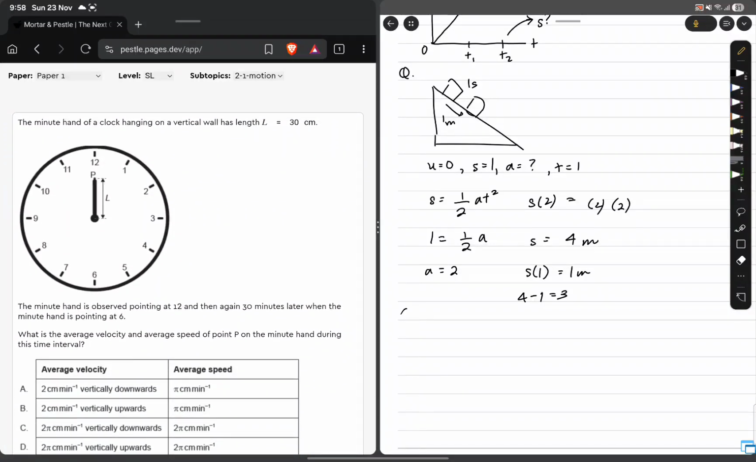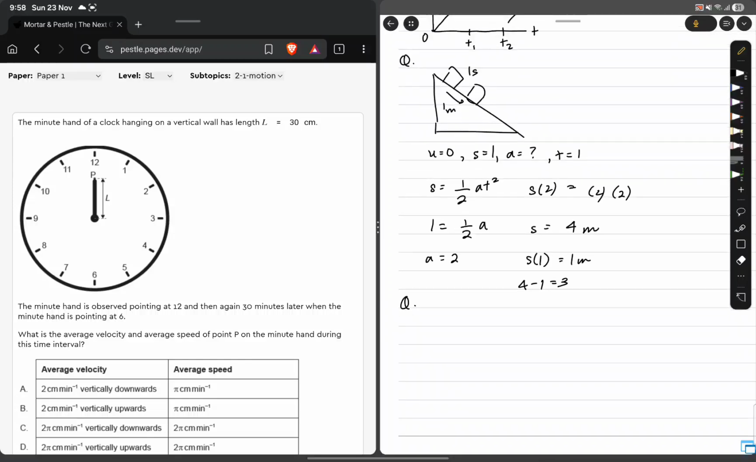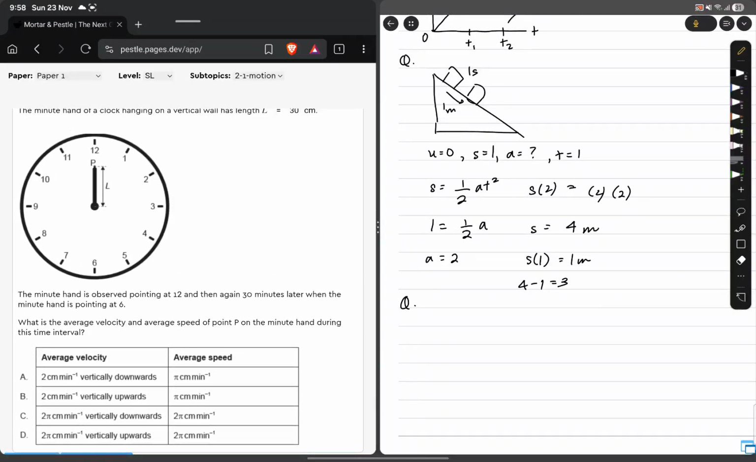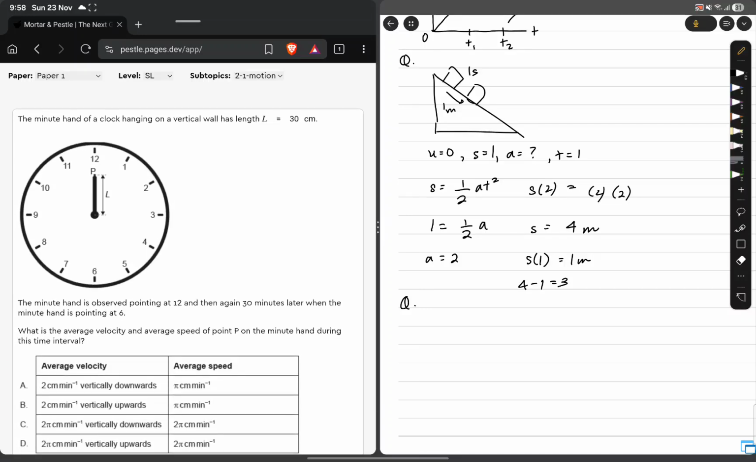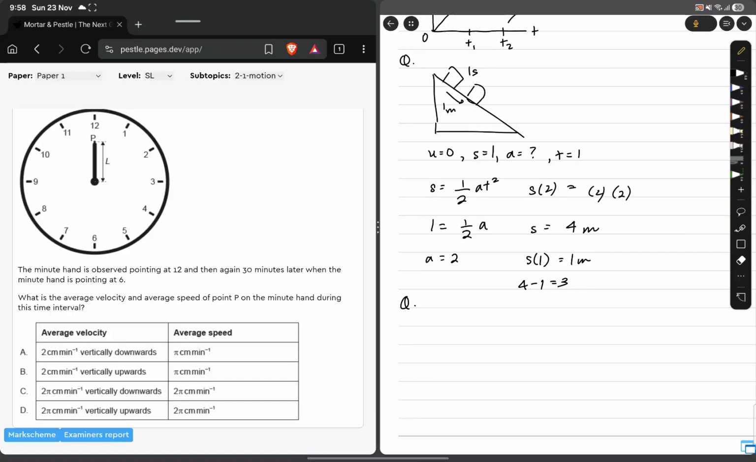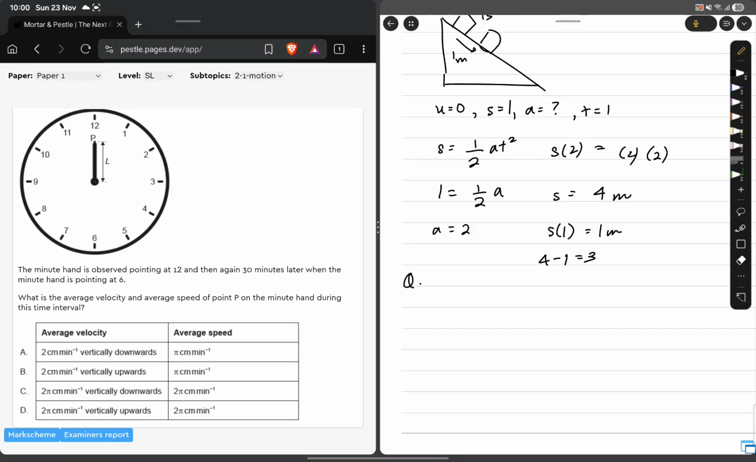Alright, next question. The minute hand of a clock hanging on a vertical wall has length 30 centimeters. The minute hand is observed pointing at 12, then again 30 minutes later, and the minute hand is pointing at 6. What is the average velocity and average speed of point P on the minute hand during this time interval? So what are we given here?